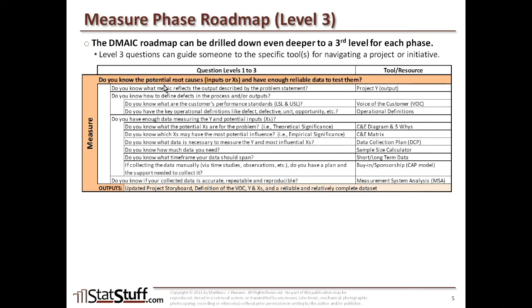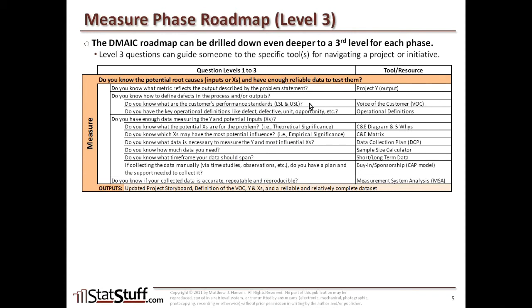Once you've got that, you can move on to the next second level question, which is, do you know how to define defects in the process and/or in the outputs? Well, if you can't answer yes to that, we're going to move on to this third layer here, beginning with this question. Do you know what the customer's performance standards are, like the lower spec limit or the upper spec limit defined here? If you're not really sure, then that's where you want to understand the requirements as defined by the customer, or more aptly expressed as the voice of the customer, or the VOC.